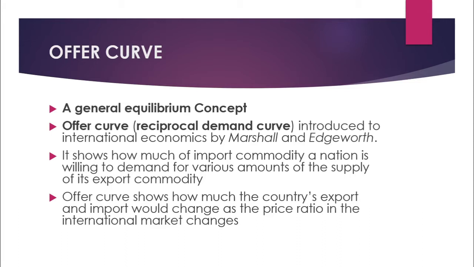And we know that when the price ratio in the international market changes, a nation's quantity of export and import will also change. So, offer curve shows different combinations of export and import of the country when there is a change in the price ratio at the international market.